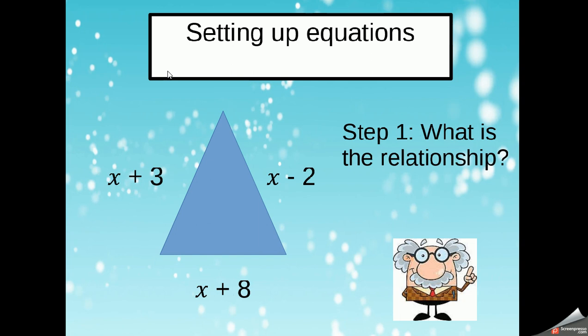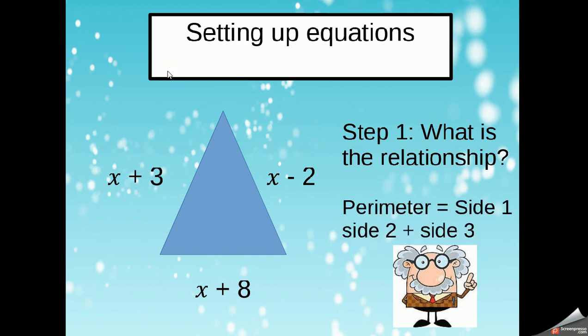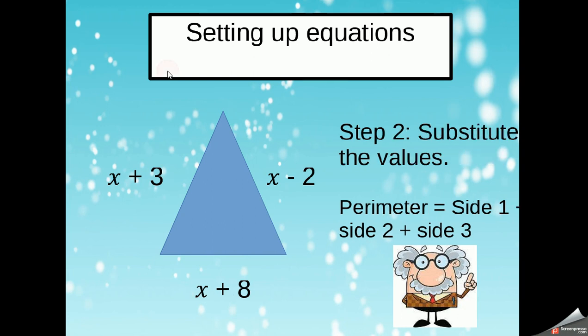Well, we have to see the relationship between the different values and formulas that we've been given. In this case, with a triangle, the perimeter of the shape is equal to the first side plus the second side plus the third side. Makes sense. So we can actually substitute the values in now. We know that the perimeter is 30, and we know the formulas that represent each of those sides.